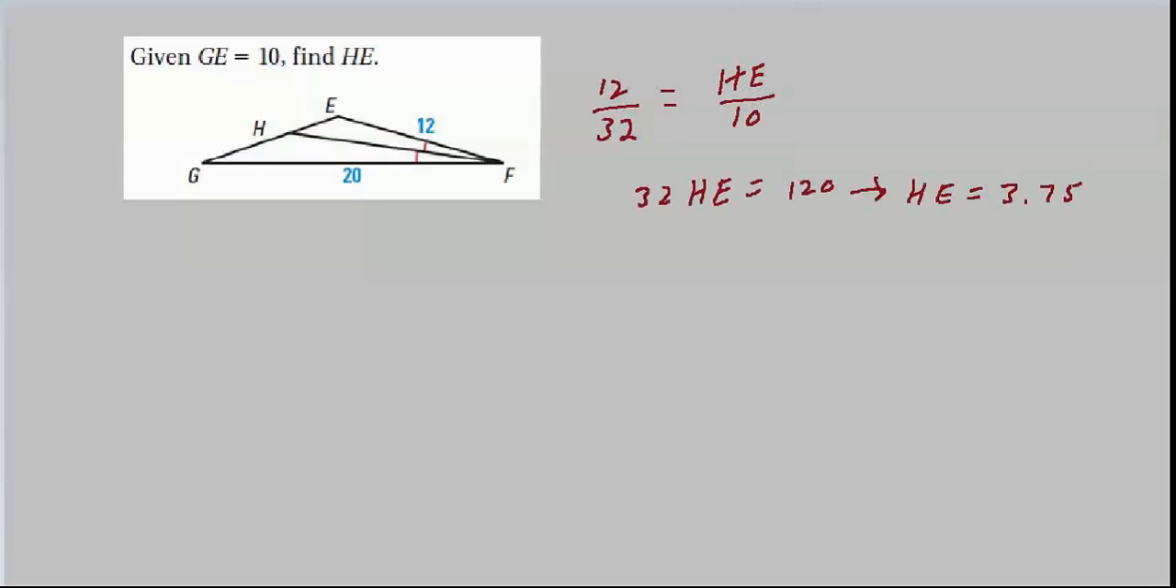So, if we work that out, we get that HE equals 3.75. Well, let's see here. Would that make sense? That means GH would be 6.25, right? So let's try 3.75 over 6.25, and then 12 to 20. Well, if you work it out, you'll get that this equals 0.6. And you'll also get that this equals 0.6. So they're equal, and 3.75 is the right answer.